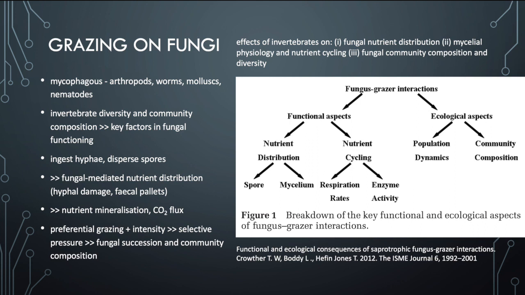So there are ecological aspects of fungal grazers and how they interact with fungi, and functional aspects. The ecological aspects relate to population dynamics of both the grazer and the fungi, and community composition of those two groups of organisms as well. And then there are functional aspects, and that relates to nutrient distribution, depending on whether spores are consumed or mycelium is consumed, and nutrient cycling, so respiration rates, how the fungi respire carbon dioxide as a result of being consumed, and also depending on how enzymatic activities within the two different groups of organisms affects the nutrient cycling in the ecosystem. So these are the functional and ecological aspects of fungus grazer interactions.